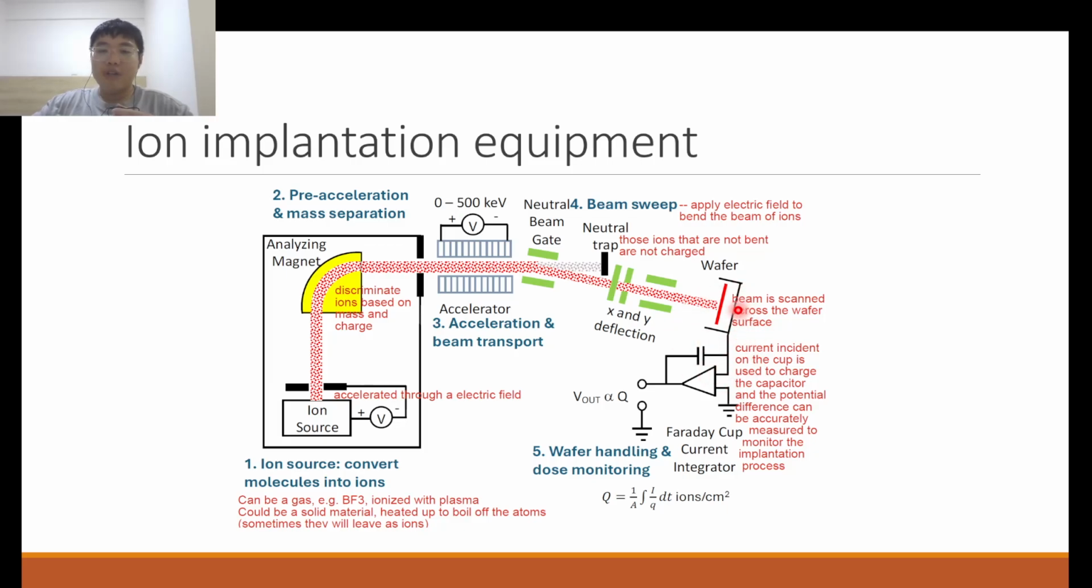The wafer is often connected to an electrical device called a Faraday cup, which can measure the charge accumulating on the wafer, and that is a way to measure the amount of dose, the ion dose that's implanted into the wafer. And so that's how we monitor the process of ion implantation.